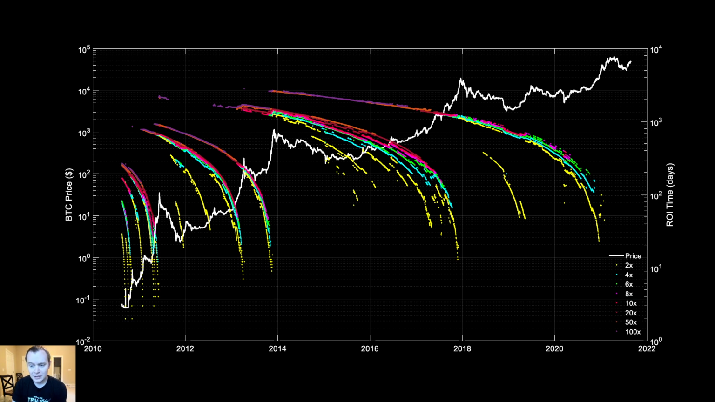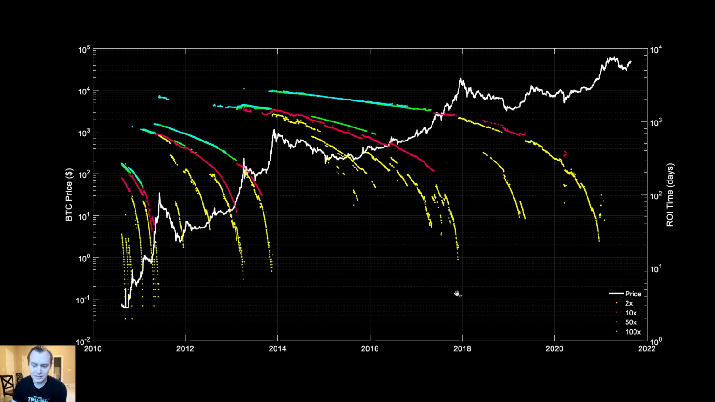We could, however, I would say it's more likely we could experience a $100,000 to $200,000 Bitcoin in the event of diminishing returns. Now, it's hard to make out what's going on in this chart, so what we can do is remove some of the ones that are not as important, like 6x or 8x, and let's just look at 2, 10, 50, and 100.